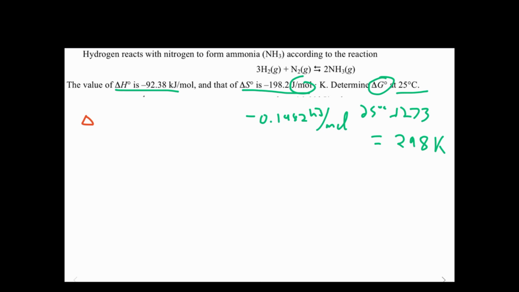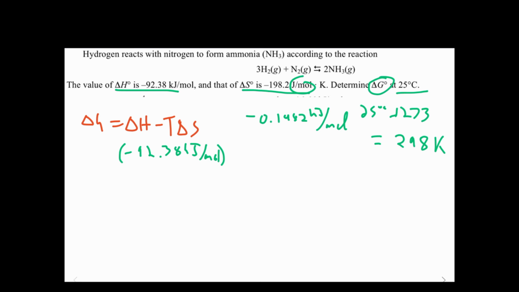We know that delta G equals delta H minus T delta S. This equation is very important, so you should really remember it for a lot of different uses, which you'll see in the future. Alright, so first of all, let's plug in our enthalpy. Our process is exothermic, so we have an enthalpy of negative 92.38 kilojoules per mole.